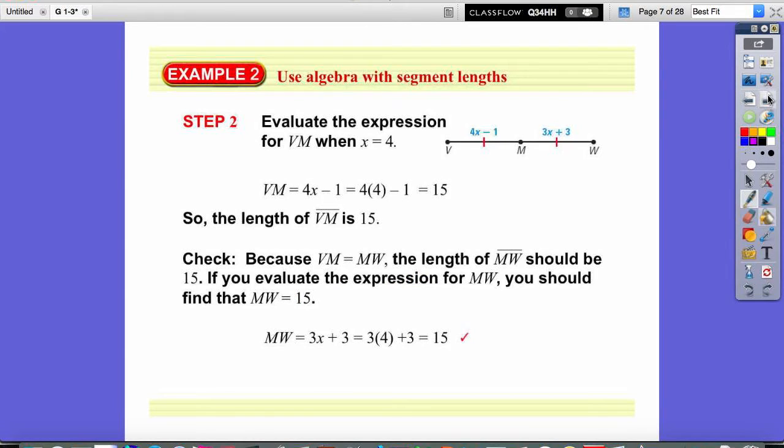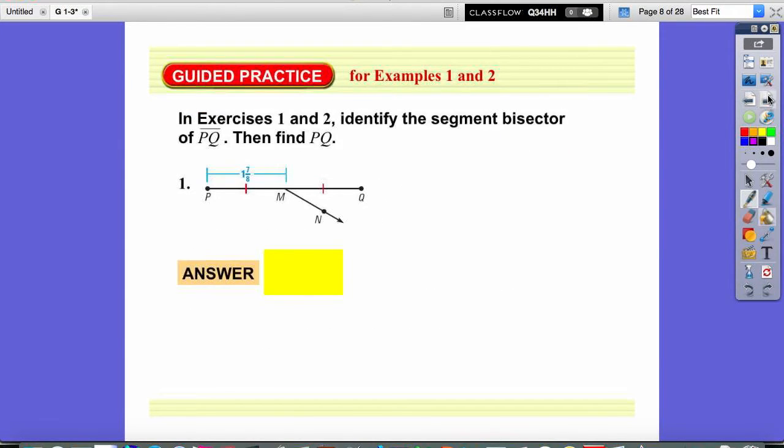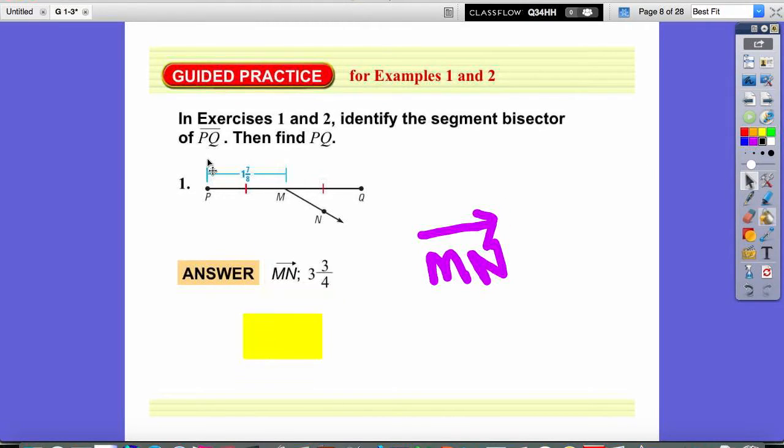And that takes you through the rest of the work that I just did. So we're now going to do guided practice for examples 1 and 2. In exercise 1 and 2, identify the segment bisector of PQ. So the segment bisector is being bisected by MN, which is a ray. Okay? And also, if PM is 1 7/8, MQ is 1 7/8. So 1 7/8 plus 1 7/8 is 3 3/4.